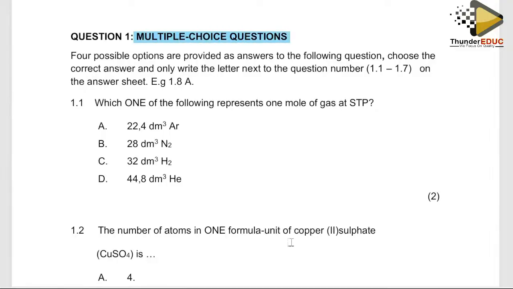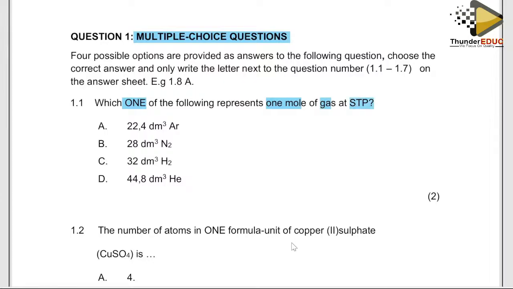It reads, which one of the following represents 1 mole of a gas at STP, right? So the first thing that we need to know is what it means to say STP. So here we're talking about standard temperature and pressure. Okay, so now according to this, we know 1 mole of any gas occupies a certain volume, right? In terms of STP there, right?